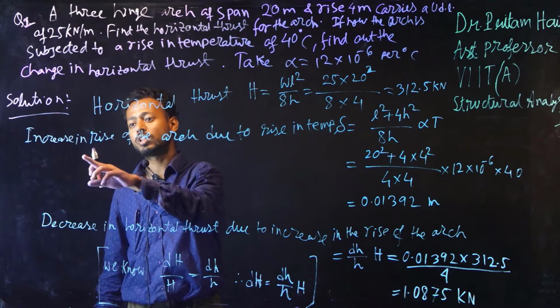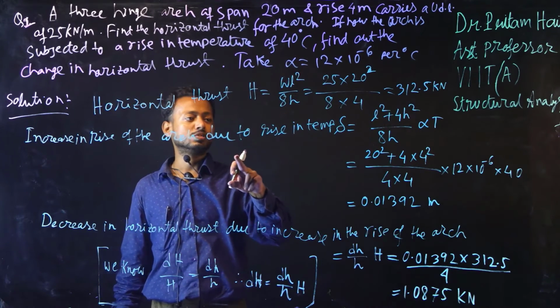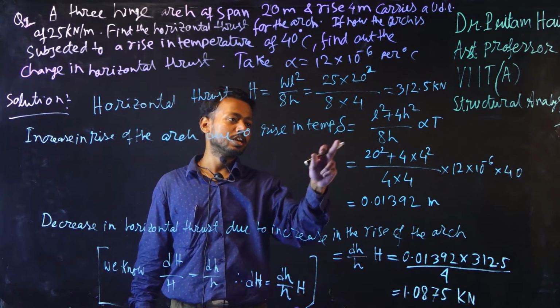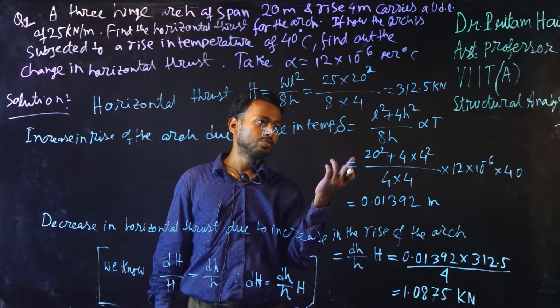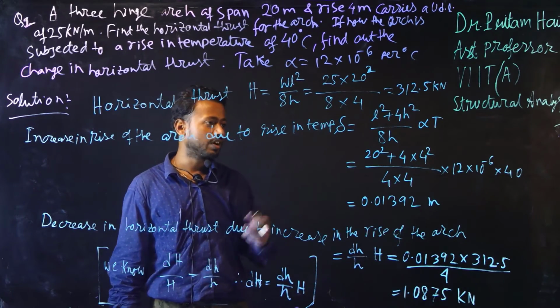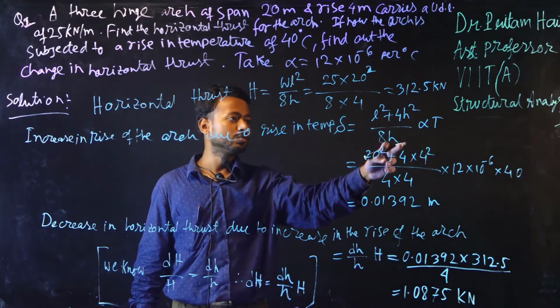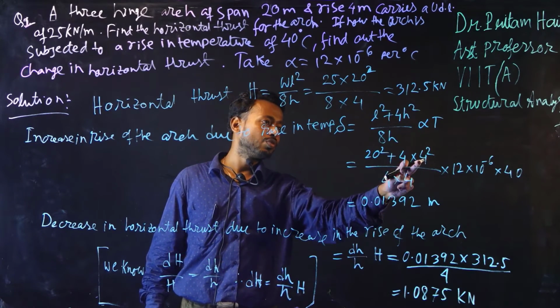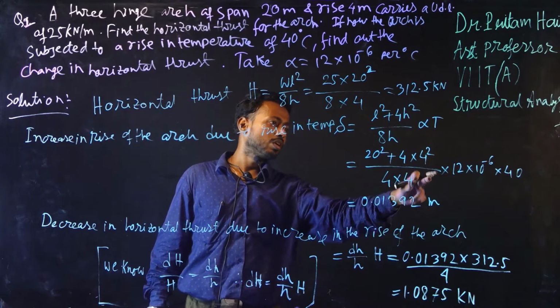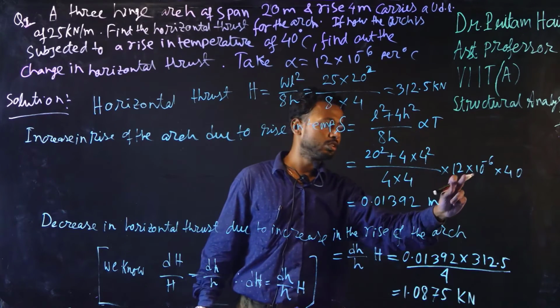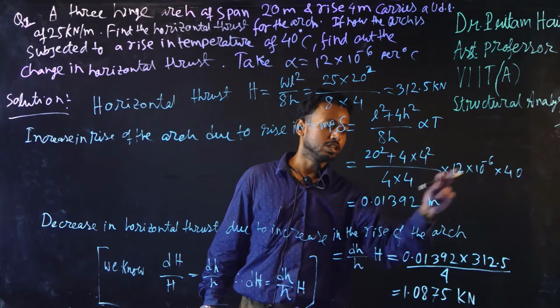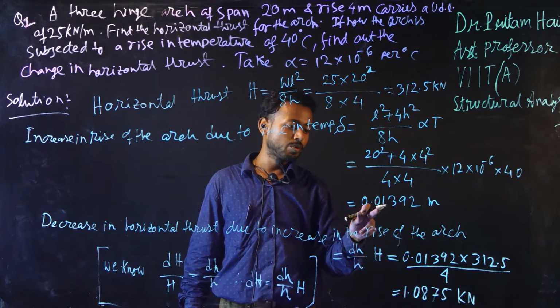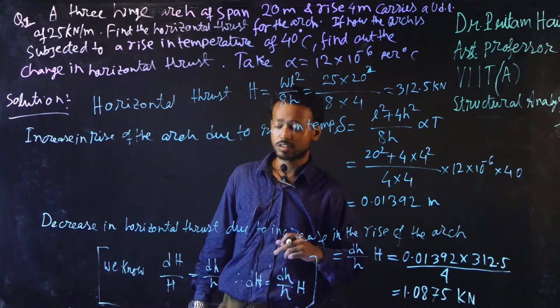Now we will find out the increase in rise of the arch due to temperature rise. Okay, delta equals L square plus 4H square by 8H into alpha T. So we will put all the values given in the question. L is 20, H is 4. So alpha is 12 into 10 to the power minus 6 and T is 40. So we have delta equals 0.01392 meter, right?